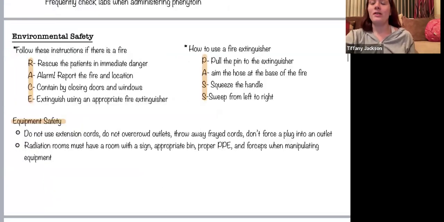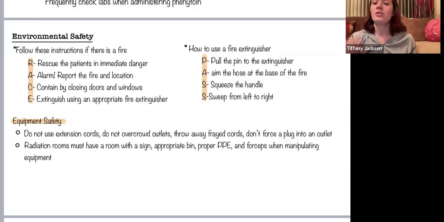Up next is our environmental safety. They kind of focus on fires. So what do we do if there's a fire on the floor? First thing we want to do, we follow RACE, the acronym RACE. We're going to want to rescue the patients in immediate danger, meaning if there's a fire in room 303, we're going to get the patient out of that room. If it's in the corner, we get them out of the room.